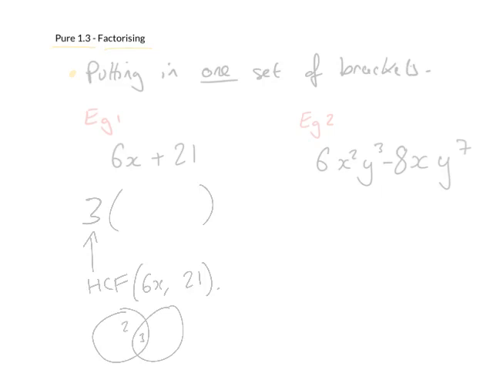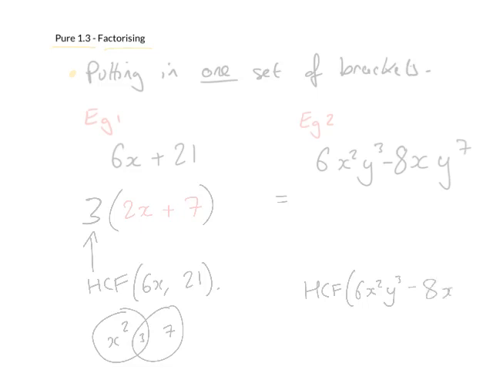I like the Venn diagram method, so I put the prime factors of each into the Venn diagram, and the middle number is the highest common factor. In fact, if you multiply the other terms you get 2x and 7, and that's how you find the inside of the brackets quite neatly.